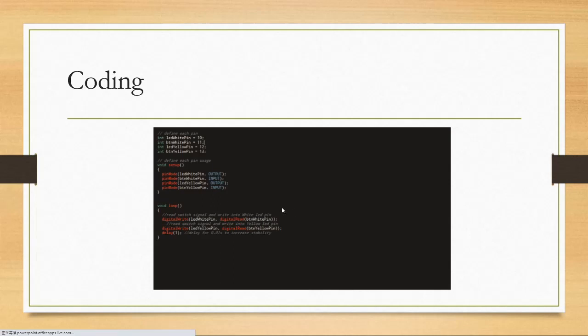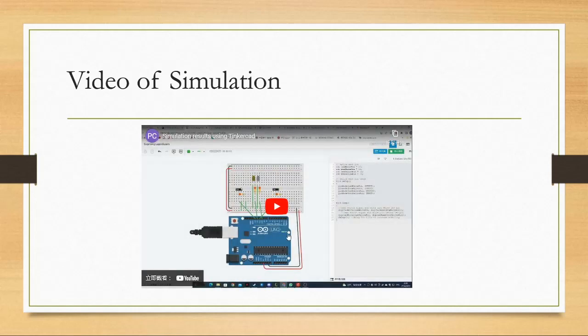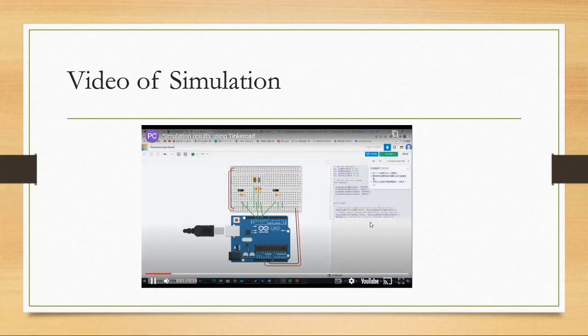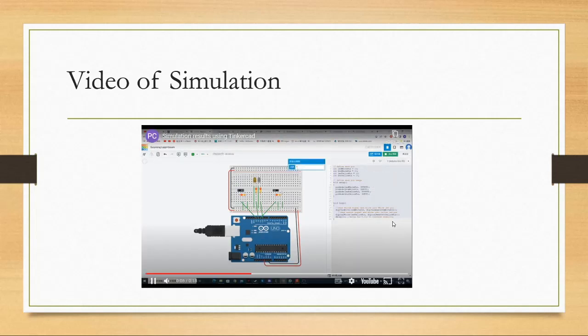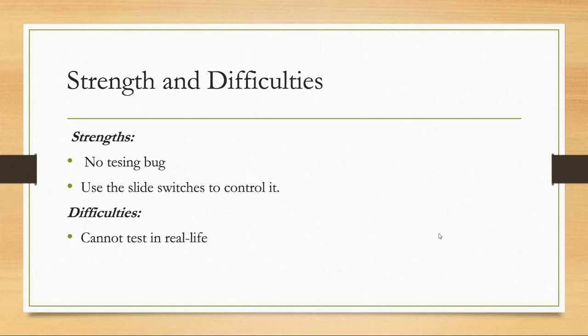So let's look at the video of the simulation. And you can see after the USB cable is connected, you can use the slide switch to turn the light on and off, and also the lights are provided independently, and you can mix them or just use one light. And to conclude, the double light system is successful.